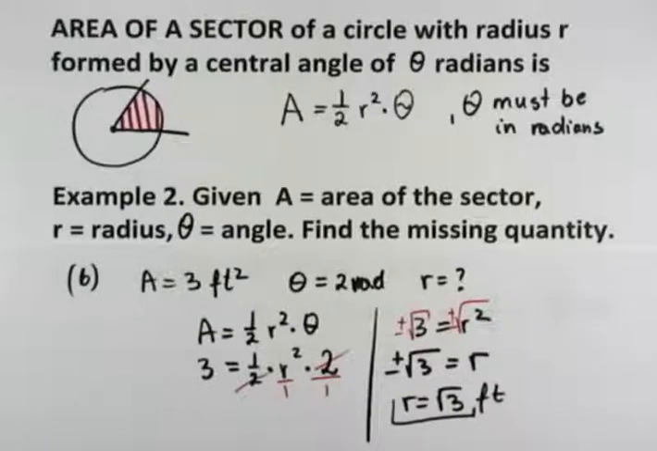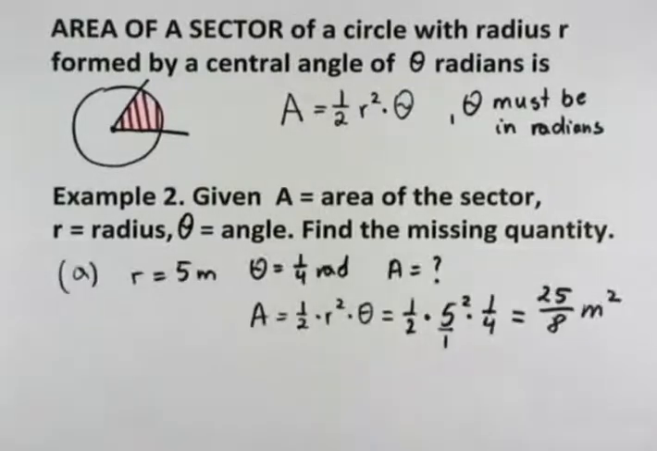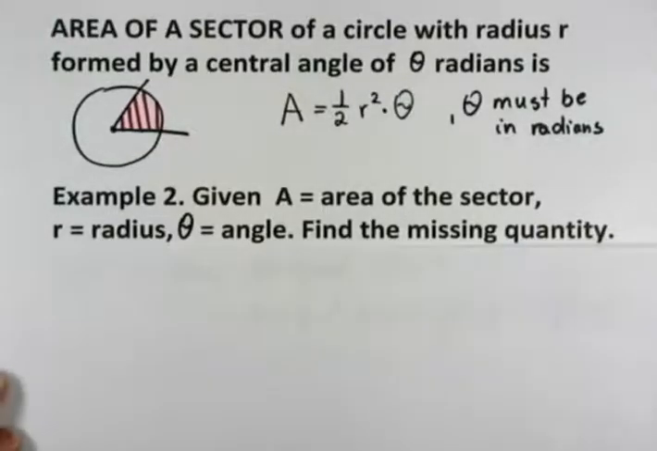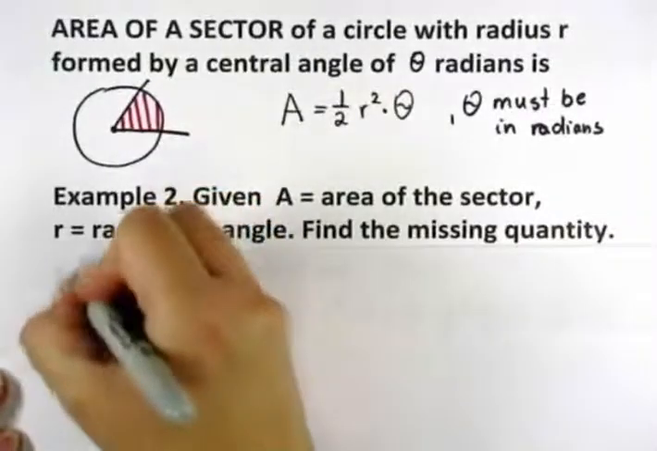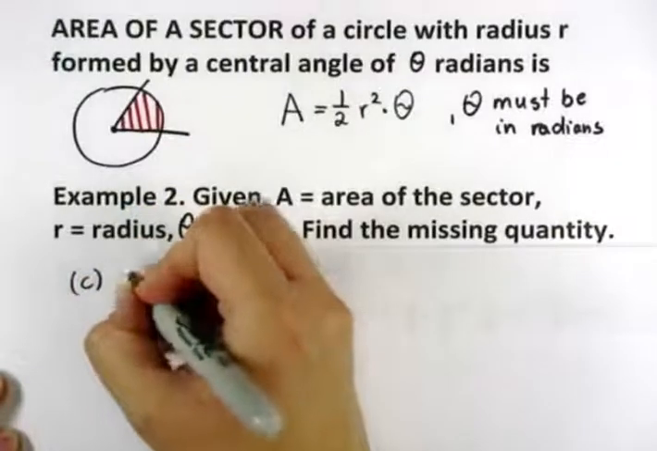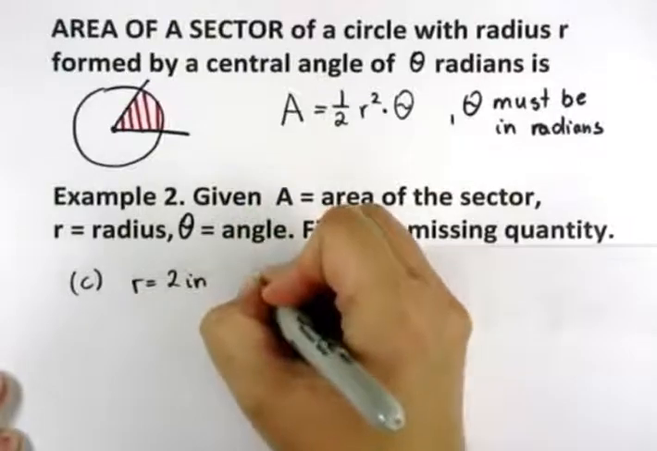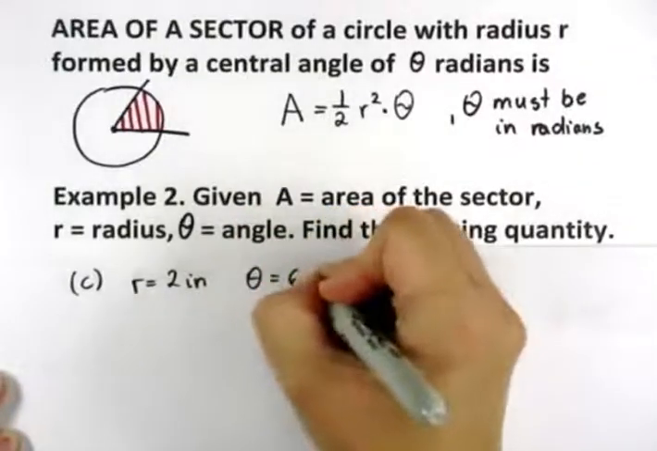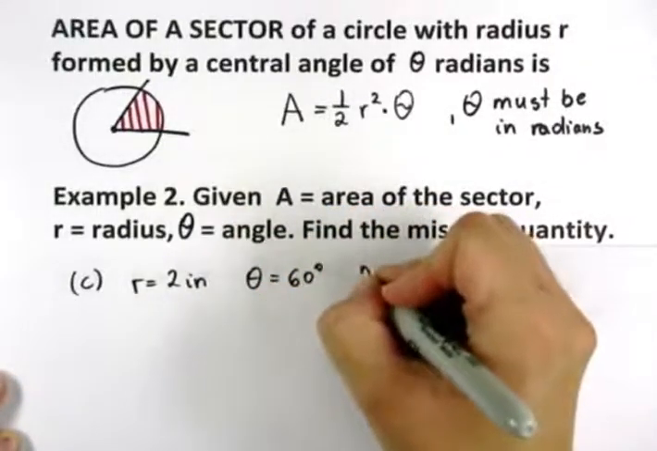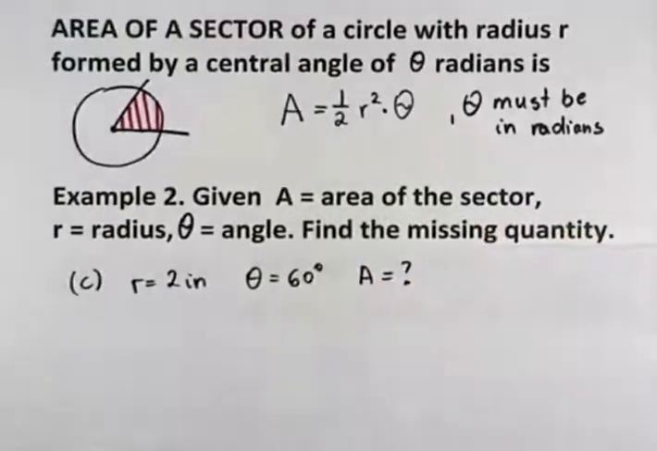C. Let's do example C. I have that r is equal to 2 inches. I have theta is equal to 60 degrees, and I have that area is missing. Find the area of the sector.